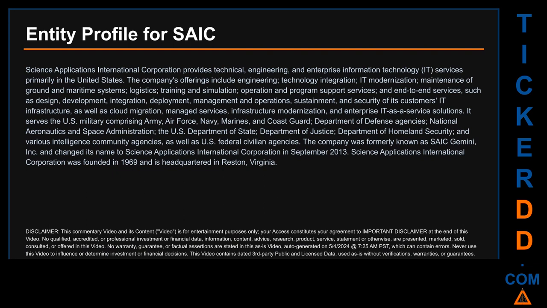It serves the U.S. military comprising Army, Air Force, Navy, Marines, and Coast Guard, Department of Defense agencies, National Aeronautics and Space Administration, the U.S. Department of State, Department of Justice, Department of Homeland Security, and various intelligence community agencies, as well as U.S. federal civilian agencies. The company was formerly known as SAIC Gemini, Inc. and changed its name to SAIC Applications International Corporation in September 2013. SAIC Applications International Corporation was founded in 1969 and is headquartered in Reston, Virginia.